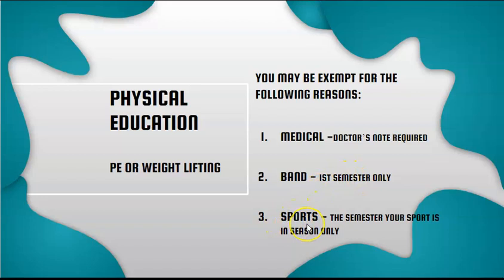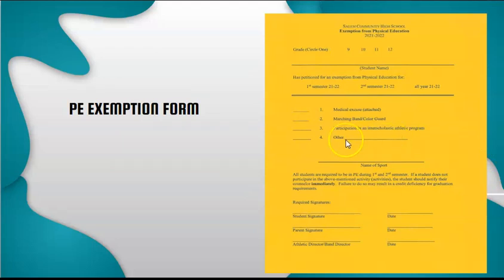If you are in a sport, you can be exempt from PE during the semester that your sport is in season only. However, I would recommend you talking to your coach and getting this approved. Most coaches want their students in weightlifting. So again, I would just run this by your coach if you are thinking about taking a PE exemption due to sports. Those of you who are going to take a PE exemption will need this form on file. This form can be found on our website, or you can stop by Student Services in room 212 to pick this form up, fill it out, and it must be returned.